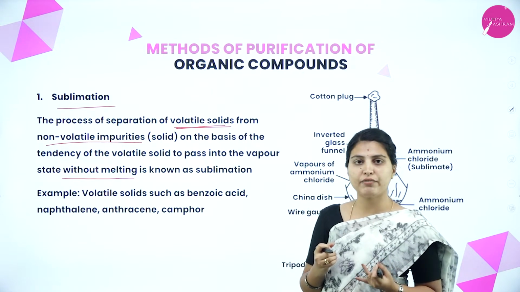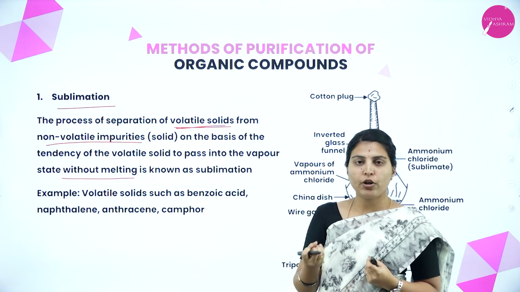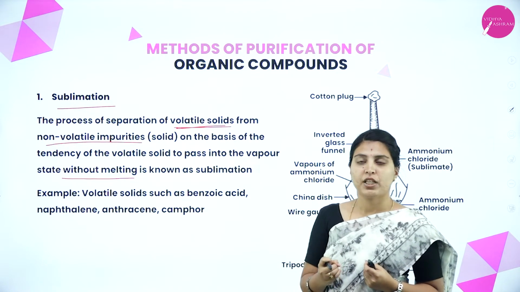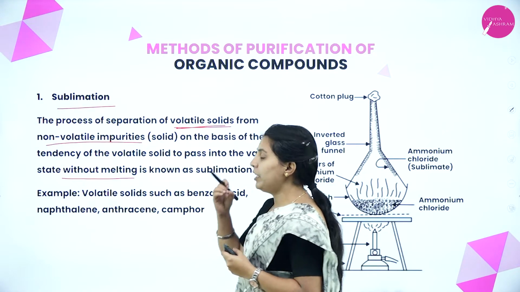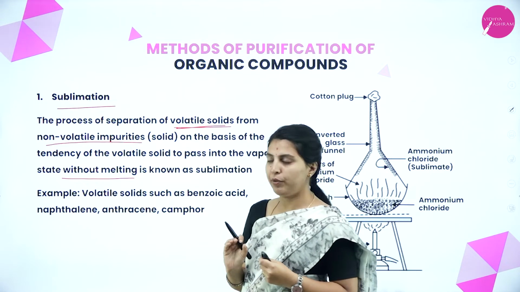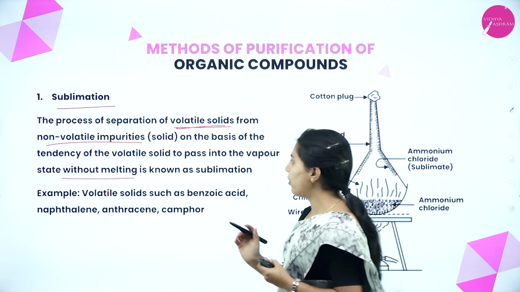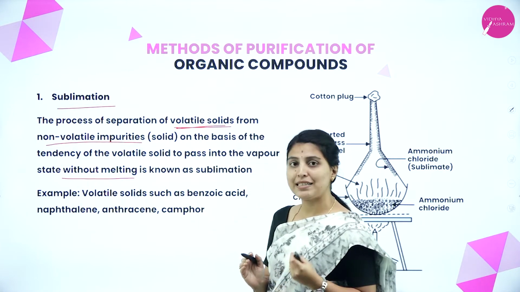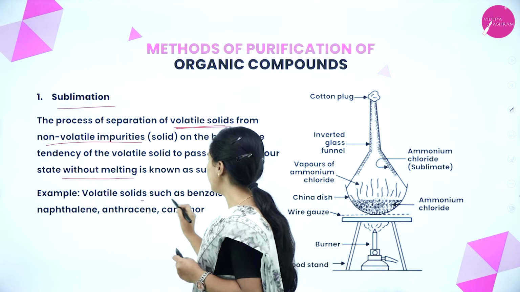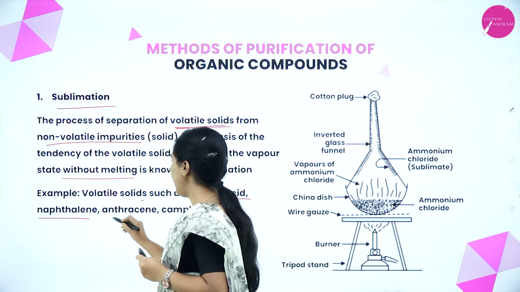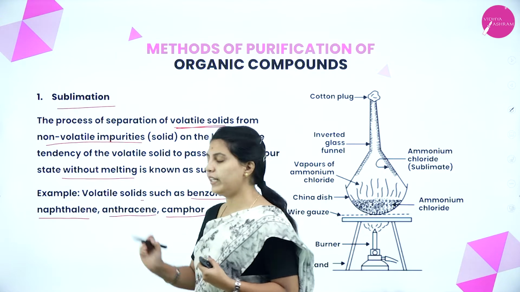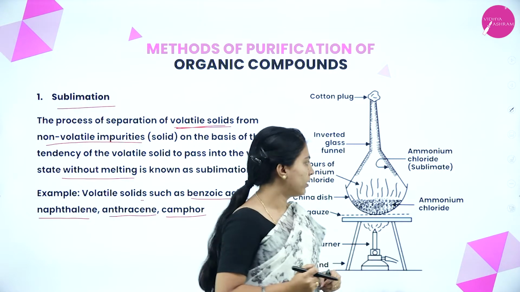For example, naphthalene, camphor. If you ignite the camphor, what will happen? Directly it will turn into its gaseous state without any melting. So, it's the best example for sublimation. The impurities remaining in the dish will be called impurities. Examples of volatile solids are benzoic acid, naphthalene, anthracene, camphor. In homes, in a domestic way, we usually use camphor and naphthalene. We have seen that.